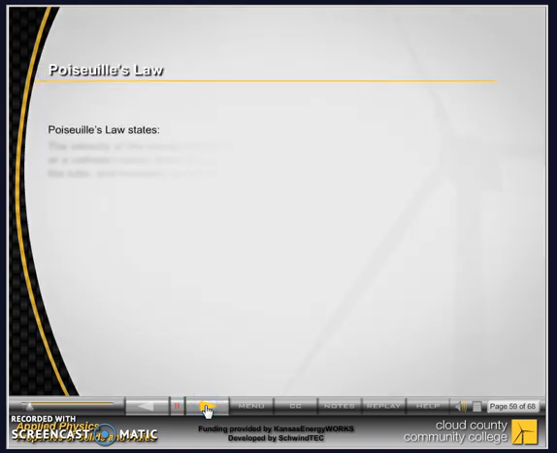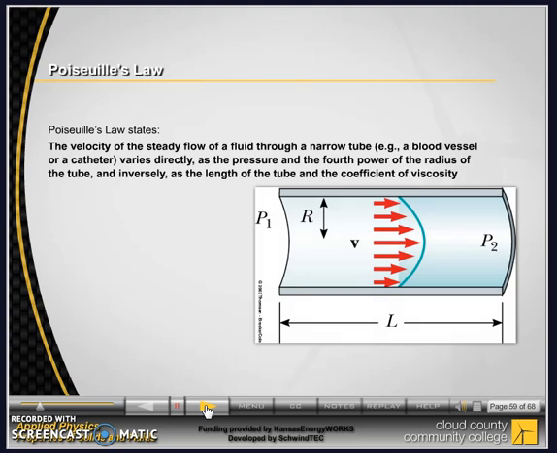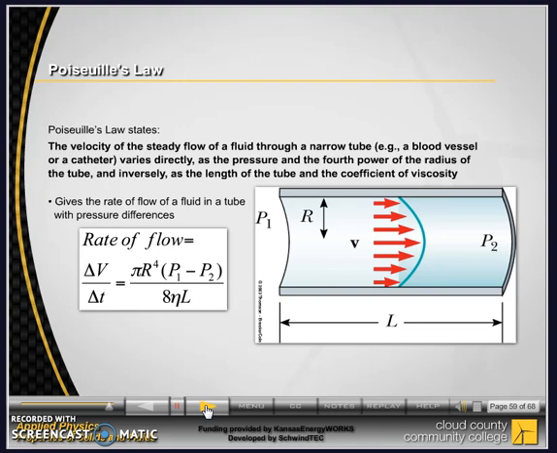Poiseuille's law states, the velocity of the steady flow of a fluid through a narrow tube varies directly as the pressure and the fourth power of the radius of the tube, and inversely as the length of the tube and the coefficient of viscosity. In other words, it gives the rate of flow of a fluid in a tube with pressure differences.